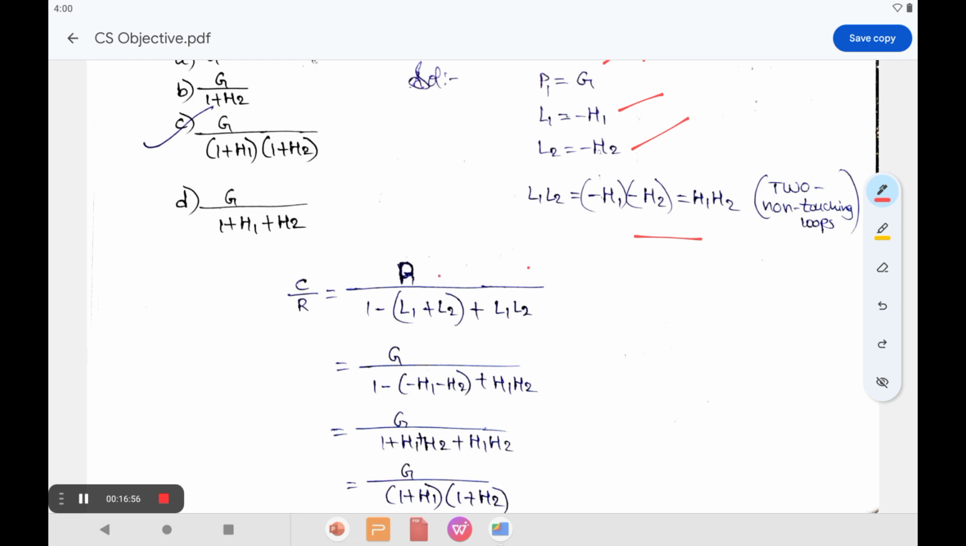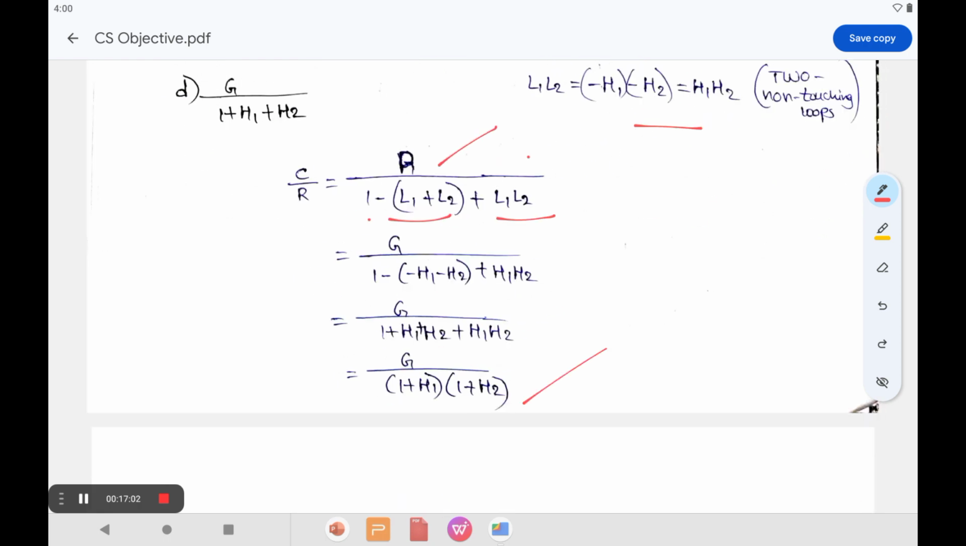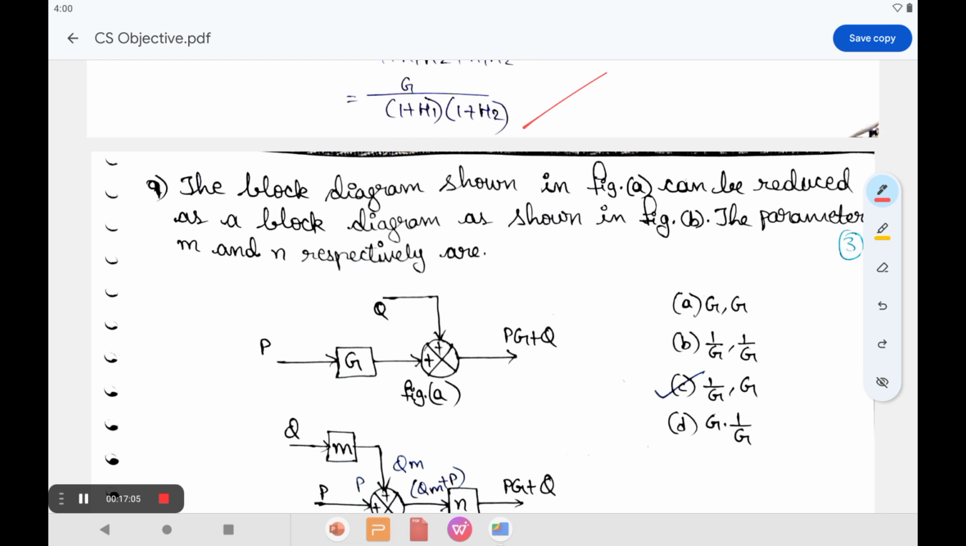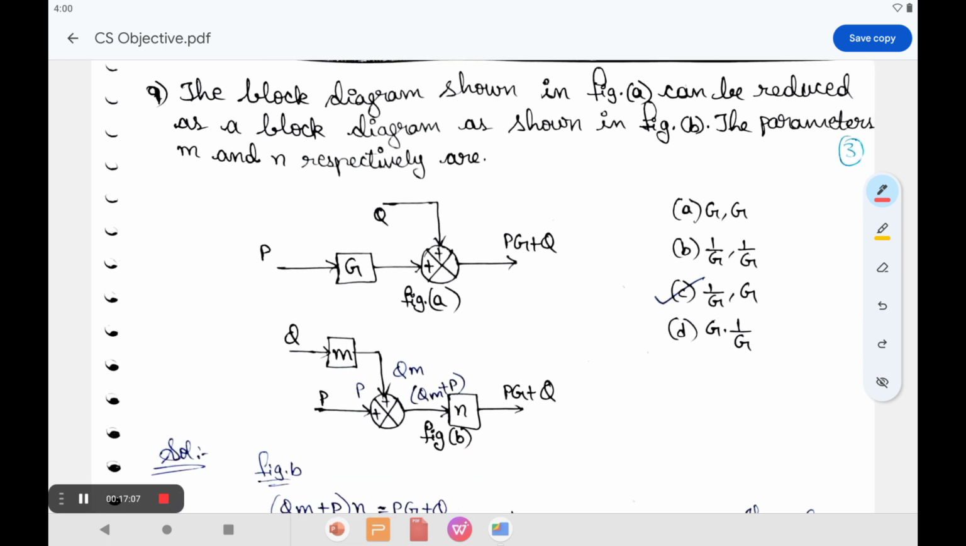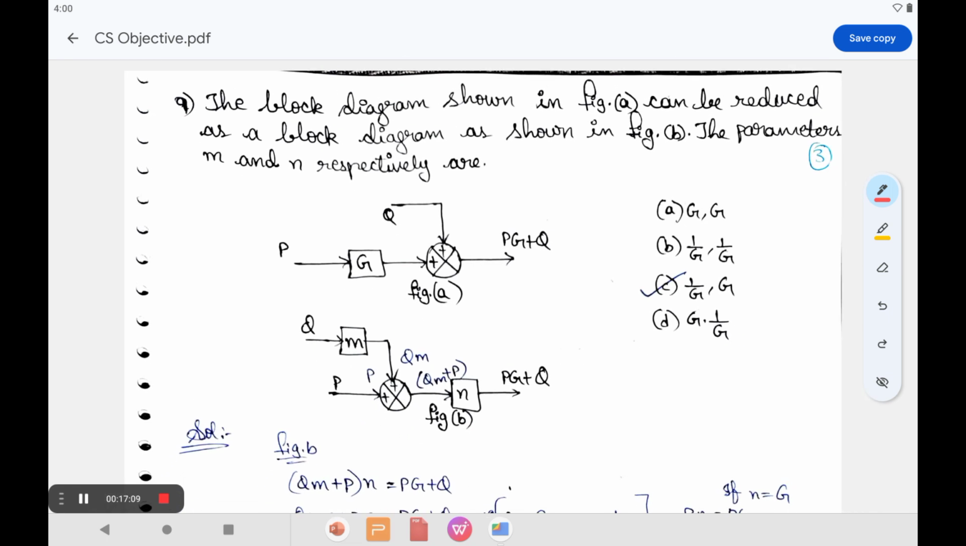That is nothing but the forward path gain G divided by 1 minus individual loops plus non-touching loops. Substitute, and we will get an answer for this question also. Okay, so this is also some more interesting question here.